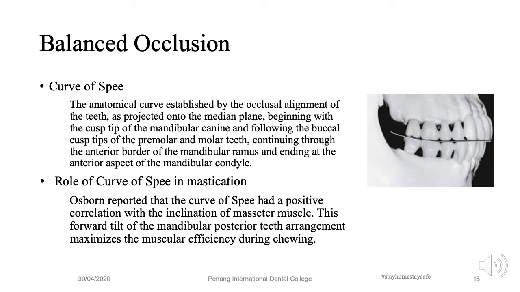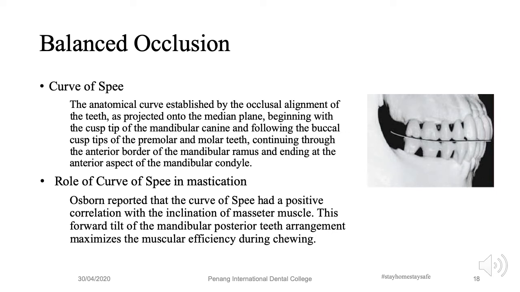This curve of Spee is the anatomical curve established by occlusal alignment of the teeth as projected onto the median plane, beginning with the cusp tip of the mandibular canine. From the cusp tip, when you draw this curve, it follows the buccal tips of the premolar and the molar teeth, continuing through the anterior border of the mandibular ramus and ending at the anterior aspect of the mandibular condyle. So this curve runs from the canine onto the cusp tips of the premolars and the molars, continues further to the anterior border of the mandibular ramus and then extends to the anterior aspect of the mandibular condyle.